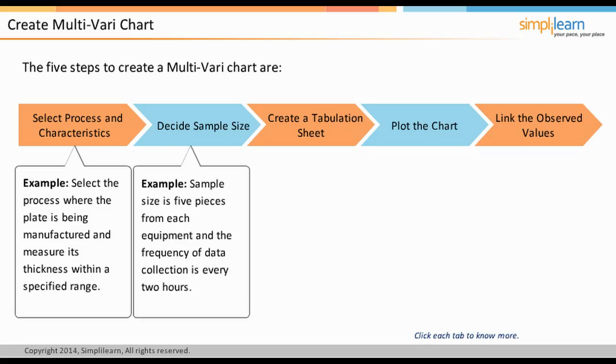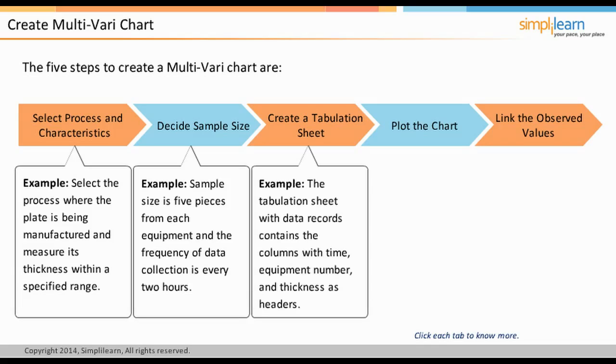The second step is to decide the sample size and the frequency of data collection. In this example, the sample size is 5 pieces per equipment, and the frequency of collecting data is every 2 hours starting from 8 in the morning to 2 in the afternoon. Then the tabulation sheet is created where the data will be recorded. So one should measure the thickness of the plate being produced by the 4 equipment at a data collection frequency of 2 hours.